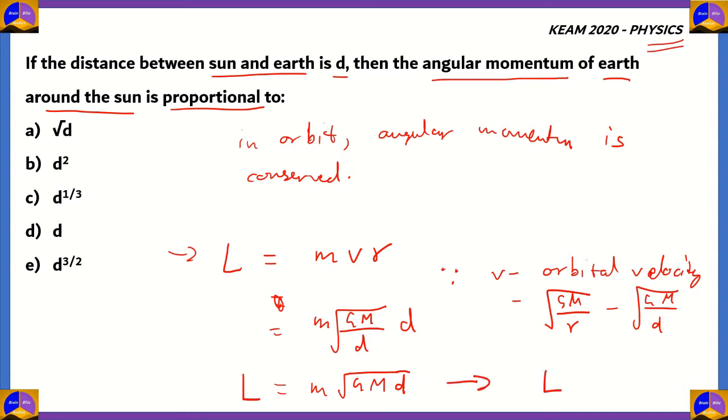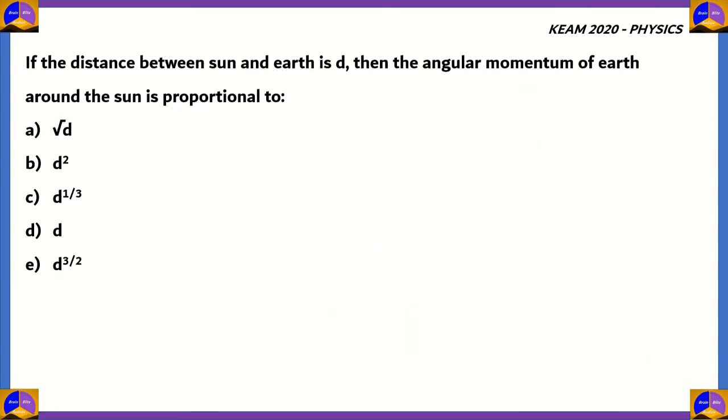So therefore the angular momentum of the earth orbiting around the sun is directly proportional to the square root of the distance between the sun and the earth. So therefore the correct answer is option A, under root of d.